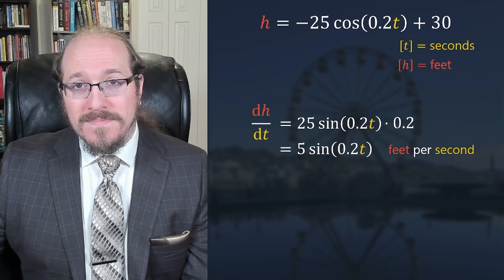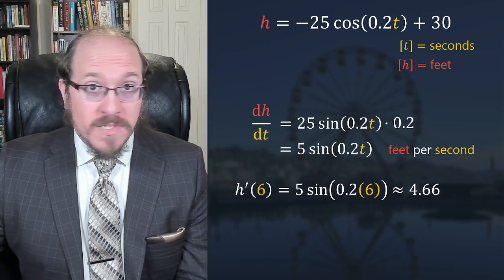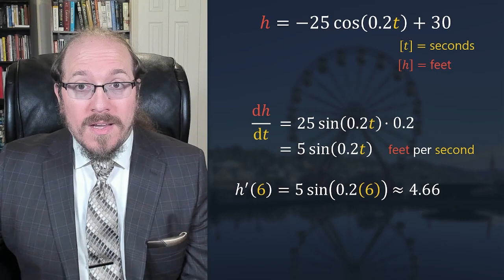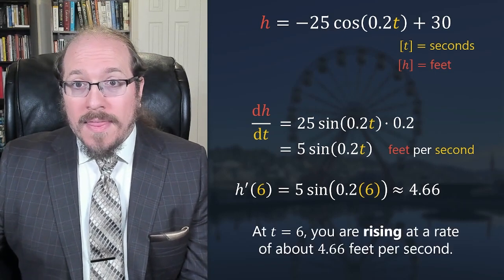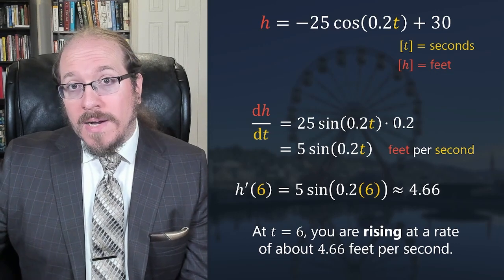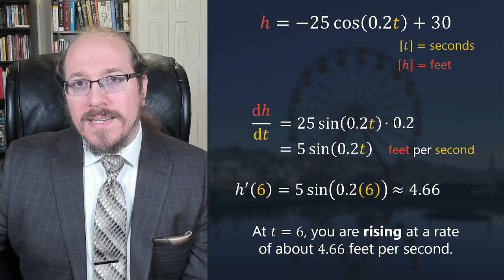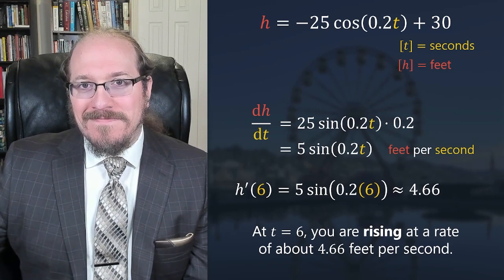Okay, let's not forget to solve the original problem that we asked when we were sitting on the Ferris wheel. What's happening at t equals 6? Well, if we plug that in, we get about 4.66, and that means that 6 seconds after the ride starts, you're rising at a rate of about 4.66 feet per second. Food for thought when you're on the way back down.